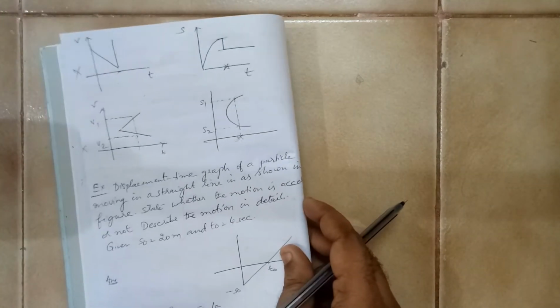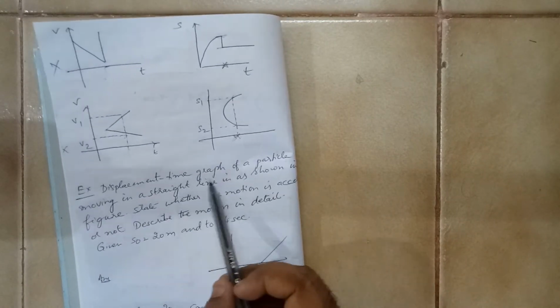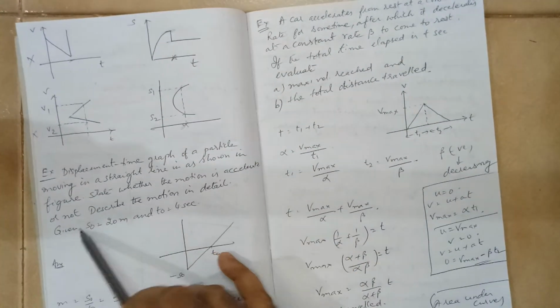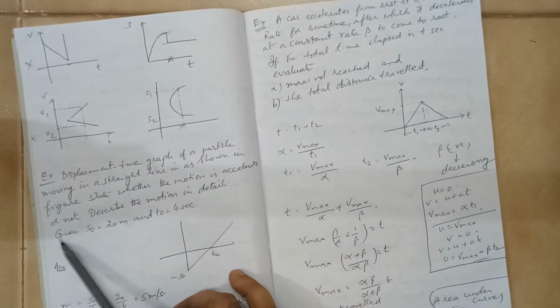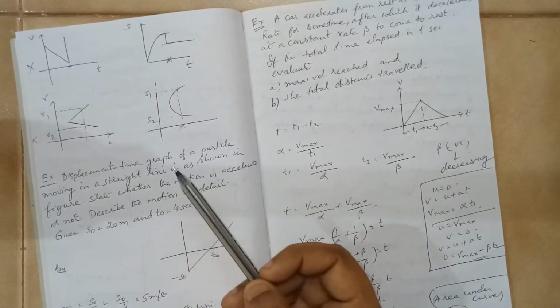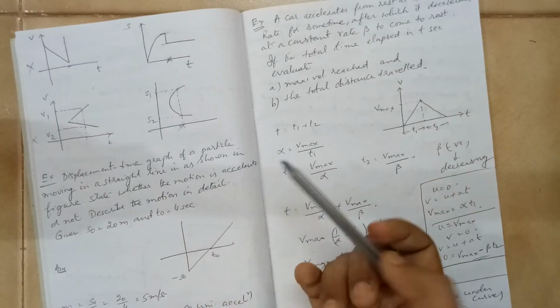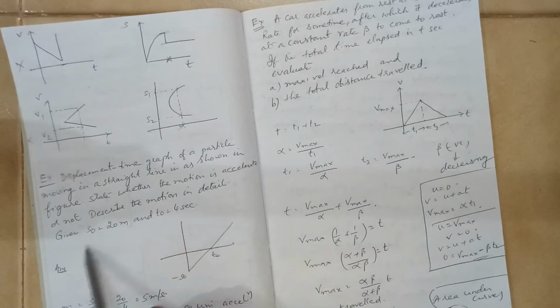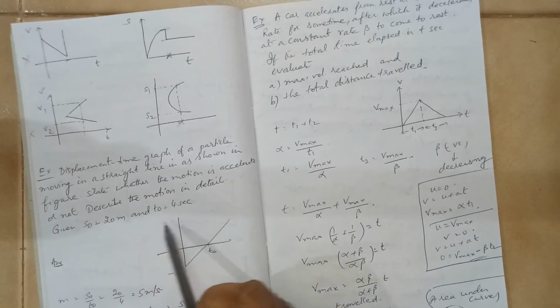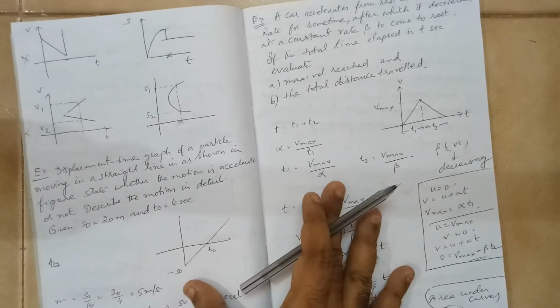Now let us see a couple of questions. Displacement time graph of a particle moving in a straight line is shown in the figure. State whether the motion is accelerated or not. You have to say whether this is an accelerated motion or not. Not accelerated means no acceleration, acceleration is equal to 0. Describe the motion in detail. They have given that S0 is equal to 20 meters and T0 is equal to 4 seconds.